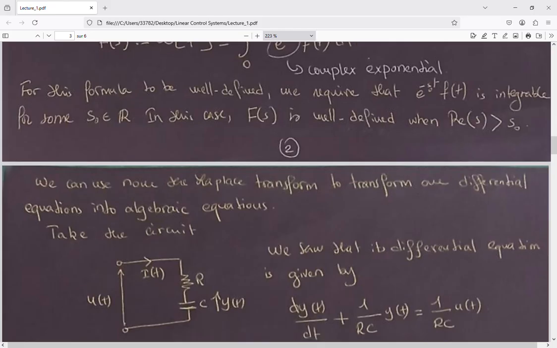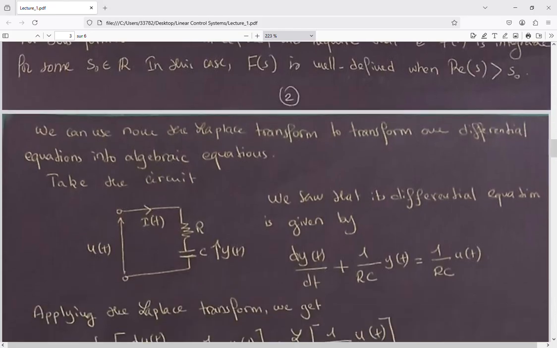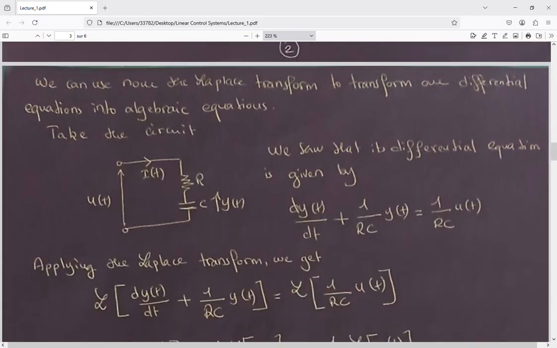Now we will try to apply the Laplace transform to our previous example. Recall we had this electrical circuit with the input voltage U, the current I of t, the resistor, and the output voltage Y of t. We saw at the beginning that the differential equation that is verified for this circuit is given by dy over dt plus 1 over RC times y of t equals 1 over RC times u of t.